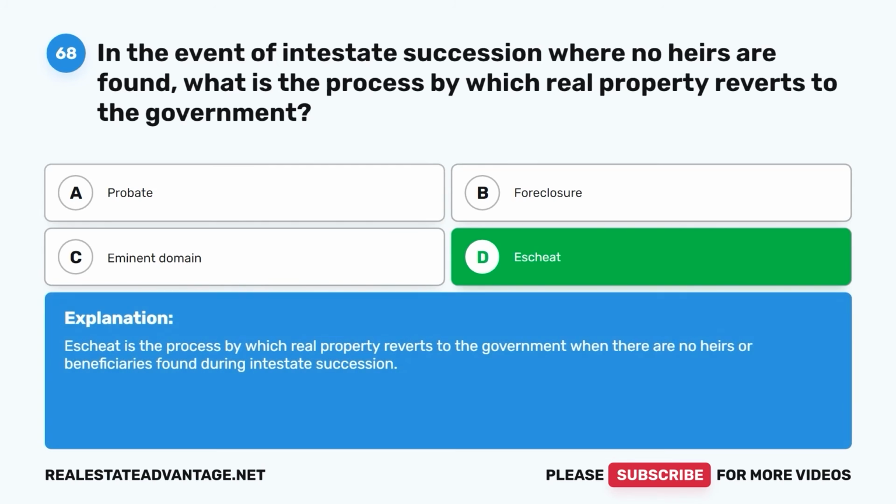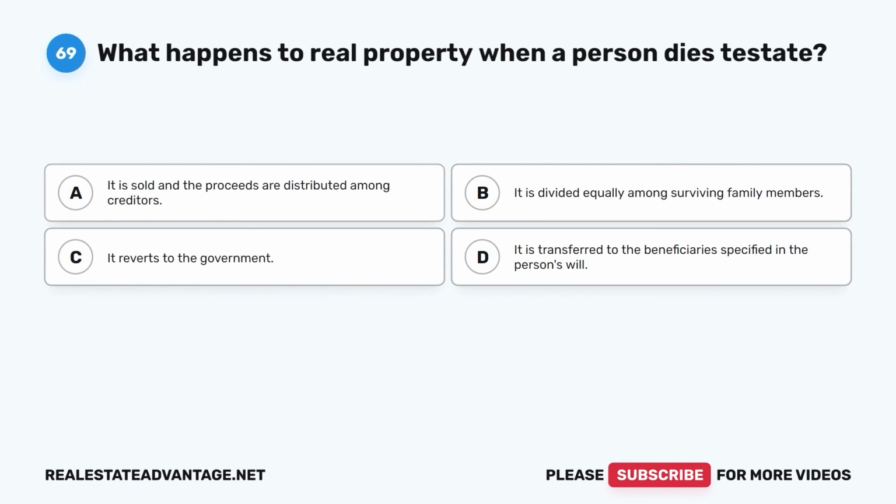Escheat. Escheat is the process by which real property reverts to the government when there are no heirs or beneficiaries found during intestate succession.